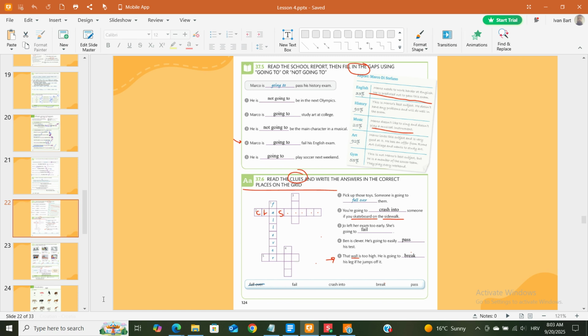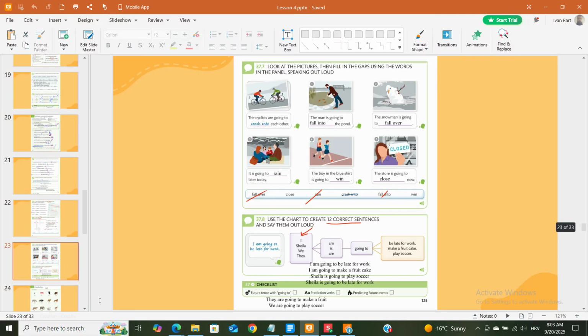Joe left her exam too early. She's going to fail. Ben is clever. He's going to easily pass his test. That wall is too high. He is going to break his leg if he jumps off it. Fall over. Fail. Crash into. Break. Pass. 37.7 Look at the pictures, then fill in the gaps using the words in the panel, speaking out loud.